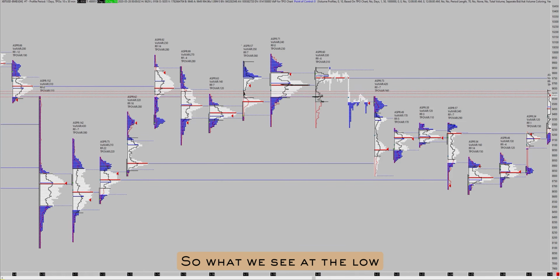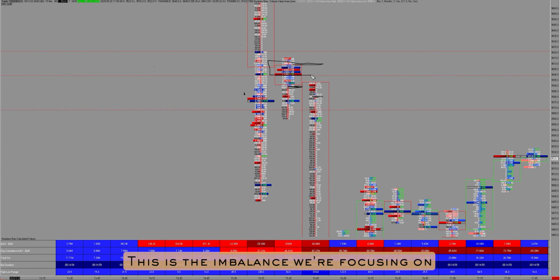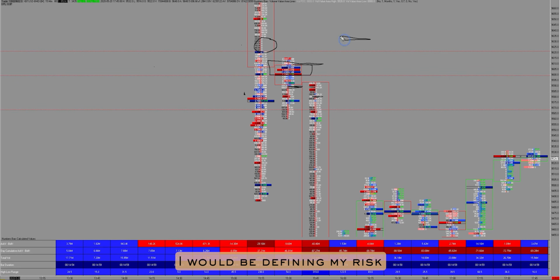All right, so what we see at the low is that sellers are willing to offer this. At the point that price closes below, the instant that price loses control, or sellers are in control and buyers lose control, unable to bring it above this imbalance. This is the imbalance we're focusing on. We have an imbalance and anomaly within this structure. This is the area where I would be defining my risk.